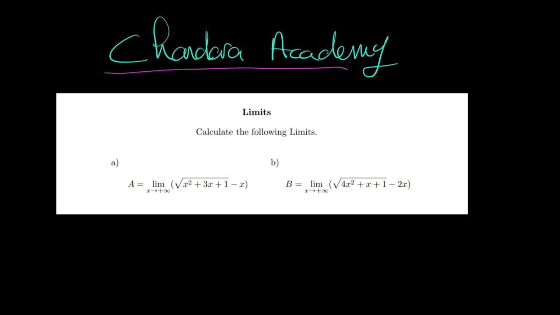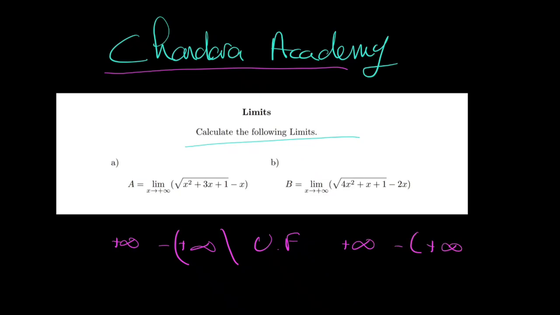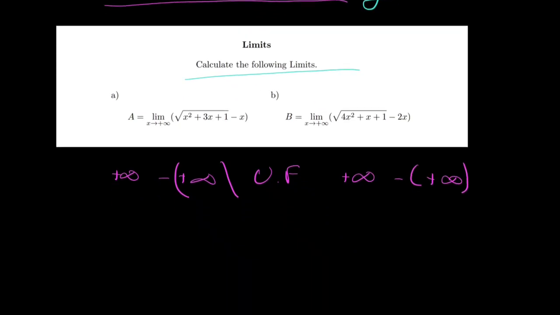In today's video, we are going to calculate the following limits. In those limits, we will have the undefined form plus infinity minus plus infinity, and here same thing. We will have something as plus infinity minus plus infinity, and these things are absolutely not equal to 0 all the time. We have to work a little bit on those expressions to get to the right result.